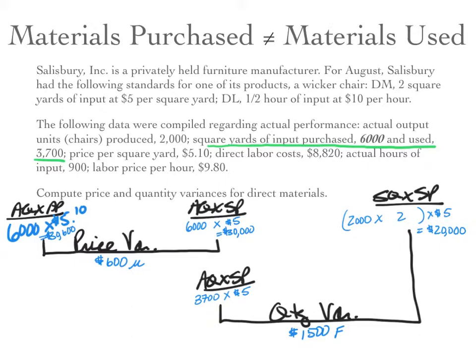Now, one thing I want to point out that's different when materials purchased does not equal materials used. We cannot have a flexible budget variance. We cannot have this because materials purchased does not equal materials used. So you cannot combine these two variances into an overall variance called flexible budget variance. So you cannot have this if materials purchased do not equal materials used.